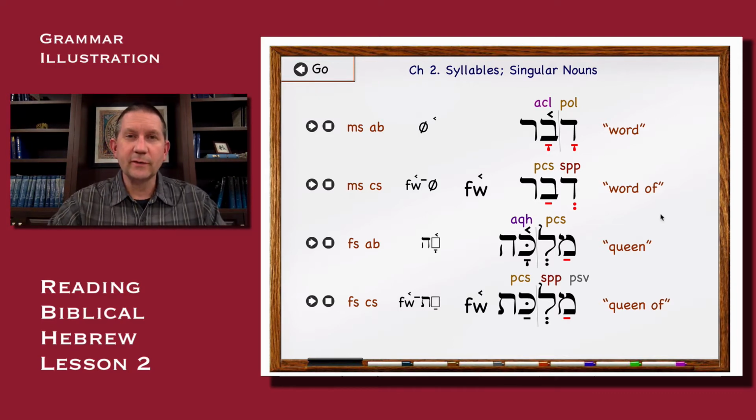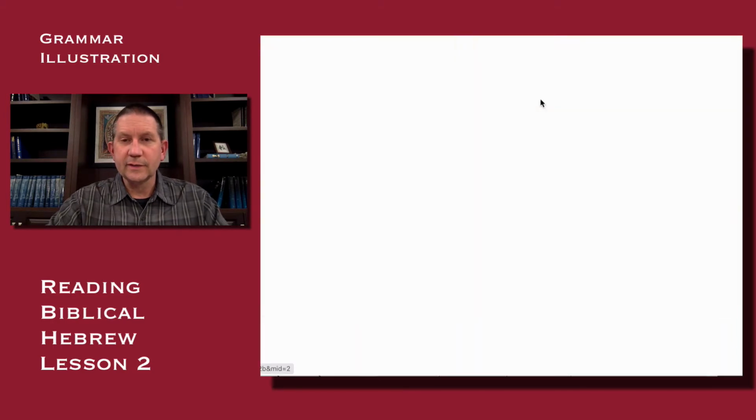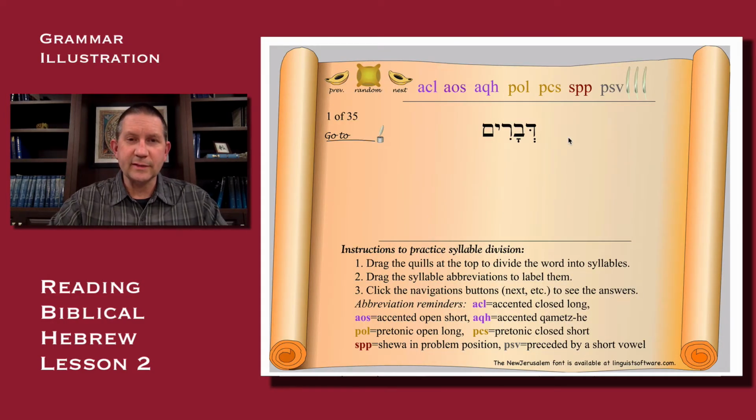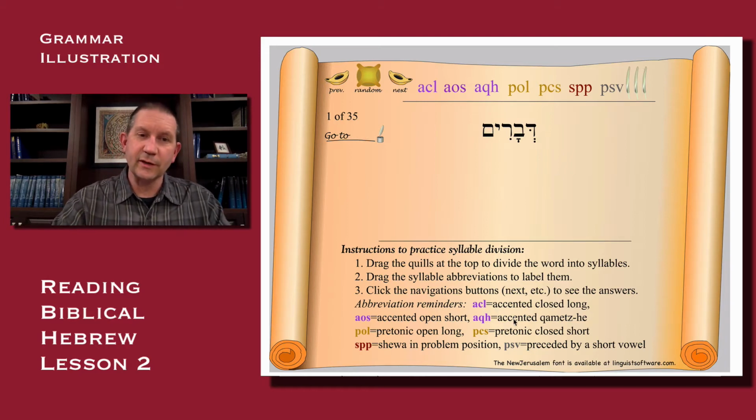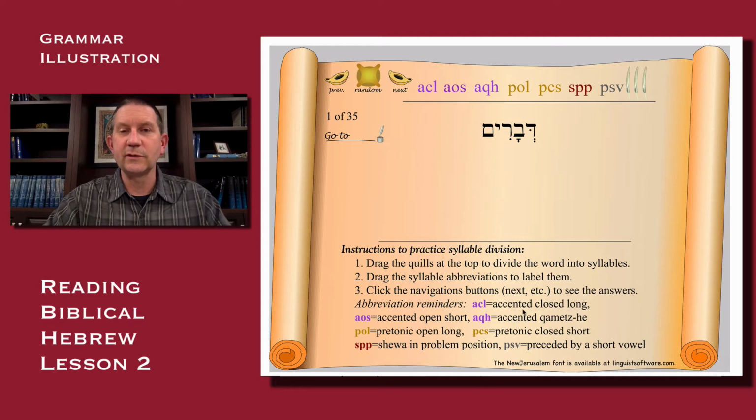Before we close this out, I want to show you the place in TextScroll where you can do more practice at dividing words and labeling their syllables. So here we are at syllabification practice. It's a different interface. We're not using the trains, but the concepts are similar. We've got the abbreviation reminders down here, but again, if you've got your TextScroll study sheets out, you can use that for a quick reminder if you need to.